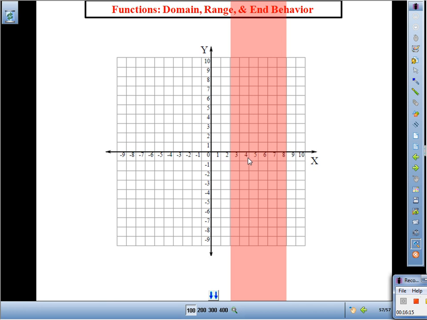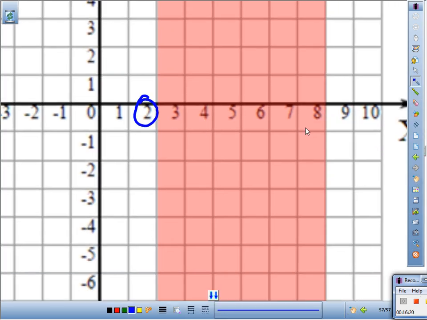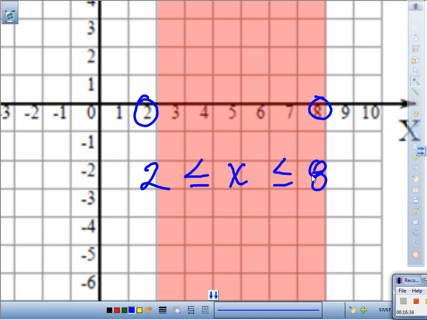All right, let's see. Let me zoom in. It looks like from 2 to 8. And if you got that, okay? Now, if I was to ask you to write the domain, what would you do? You would write 2 less than or equal to x less than or equal to 8. You're saying, why equal to on these, Mr. Q? Because that shading is going through number 2. And it's also going through number 8. It's included. Yes.